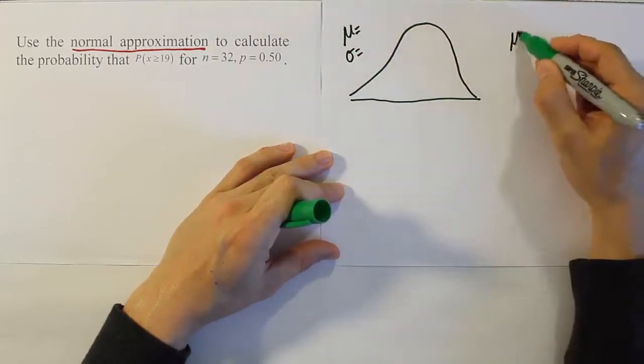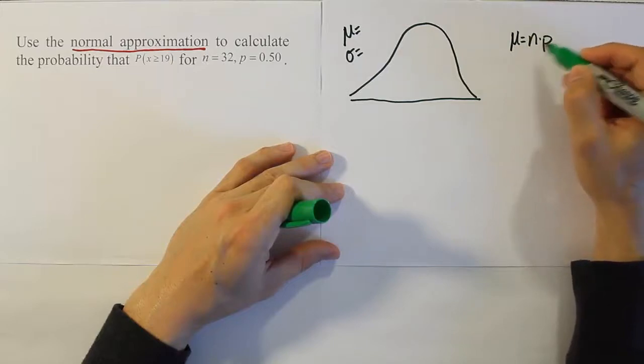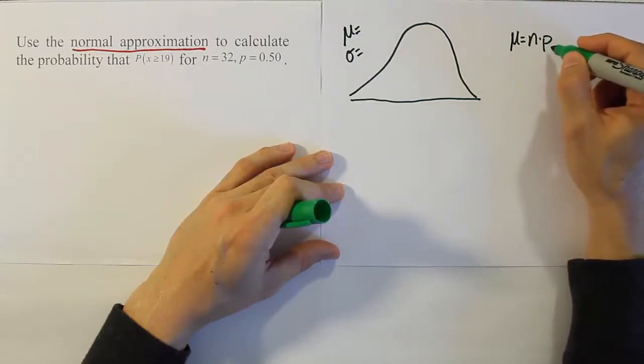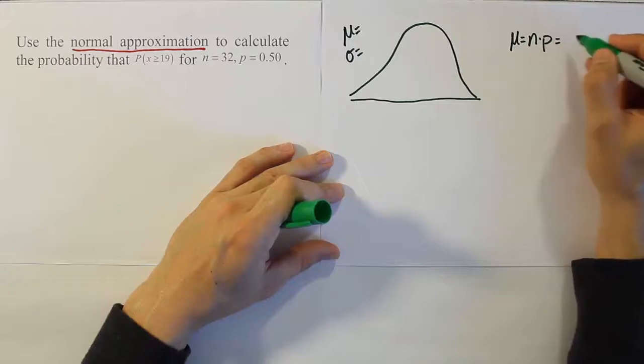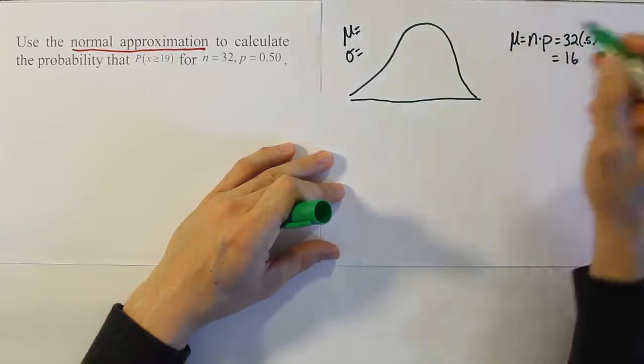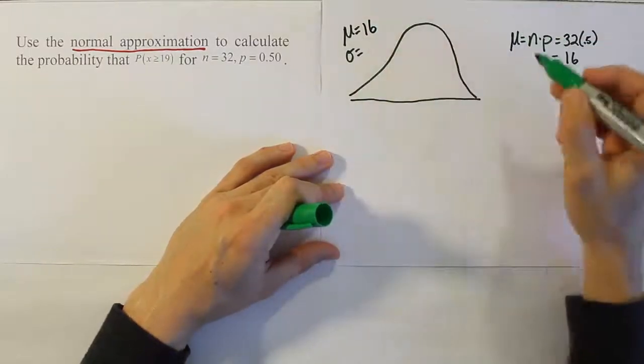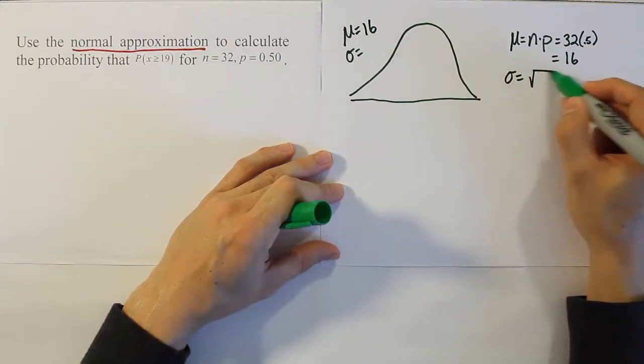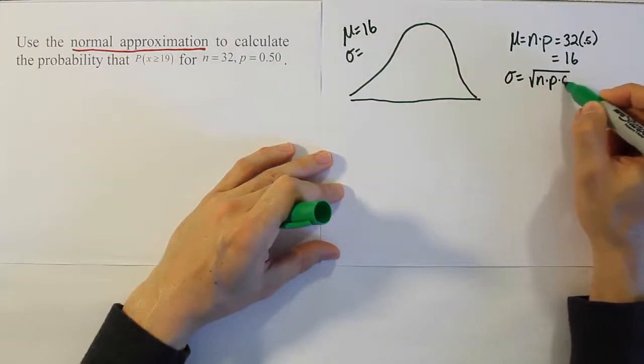In order to calculate the mean, we have to do n times p. That's the formula in binomial probability to get the mean. So n is 32. The probability is 0.5, so that's half of 32. We'll get the answer 16 for the mean.